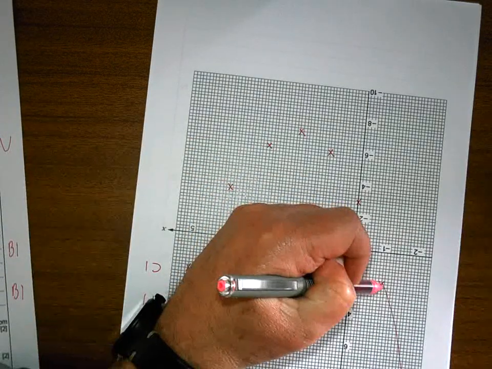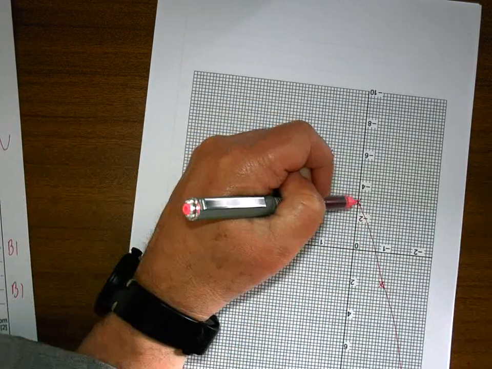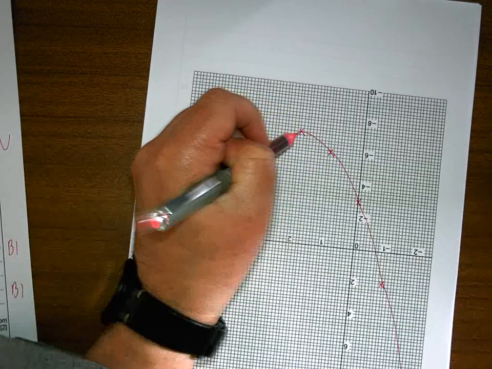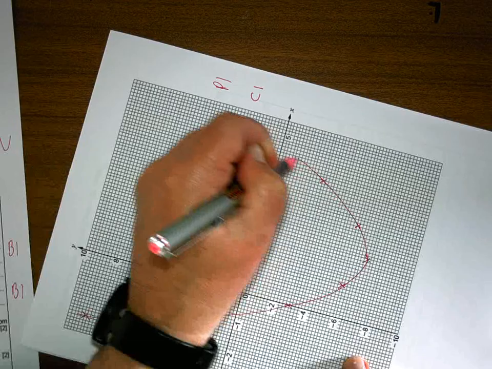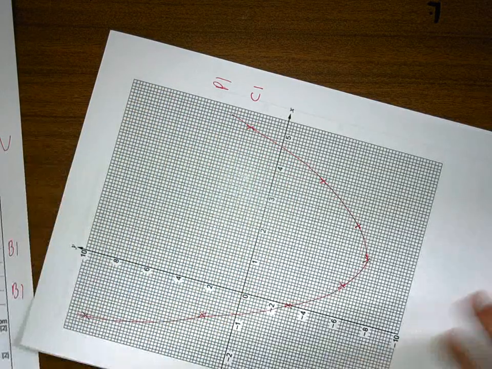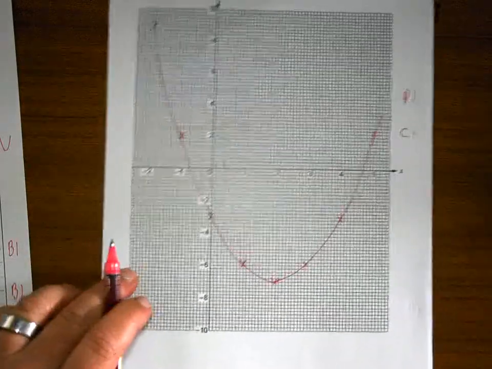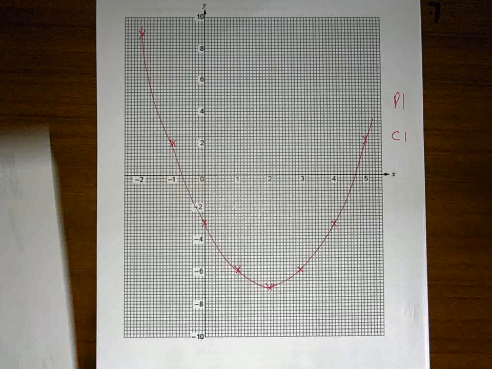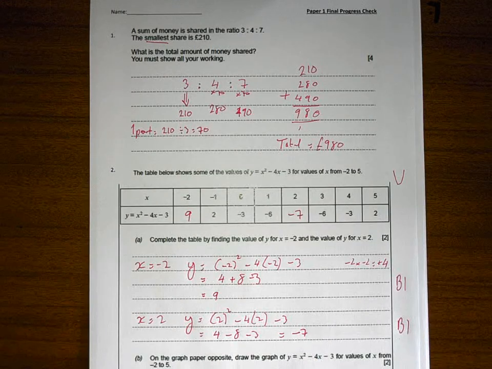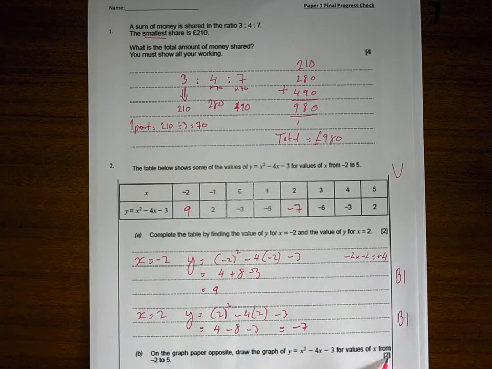Okay, and you make sure that you've got that free curve looking something like that. So that's your C1 for plotting the points and then joining them with a curve. Part B, on the graph paper opposite, right, we've earned those 2 marks.